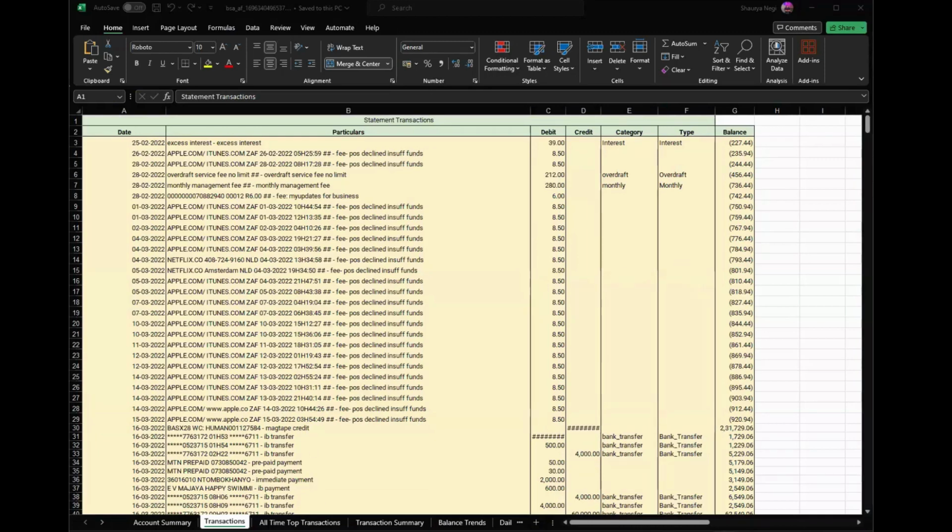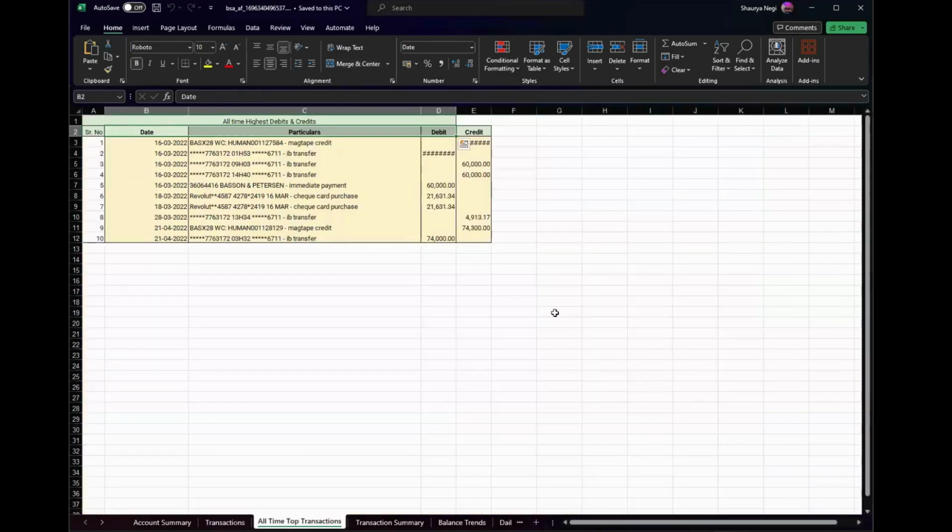The next sheet will be the all-time top transactions. This sheet is like a highlight reel of your financial spending habits. It showcases the biggest transactions you have made, both in credit as well as in debit. And basically, it gives an insight into your financial habits.